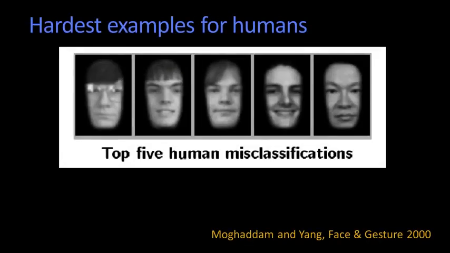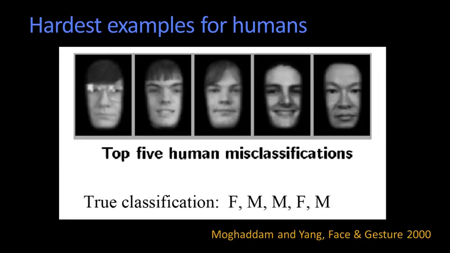By the way, here were the hardest examples for humans to classify. So you might take a look at them and try to decide what you think they are. I'm not going to do that because I don't know who they are and I don't want to insult anybody. These were the actual true labels. So did you get them right? I got one wrong. I'm not going to tell you which.